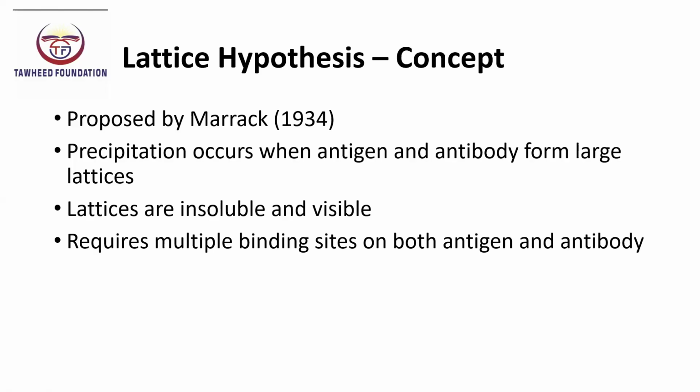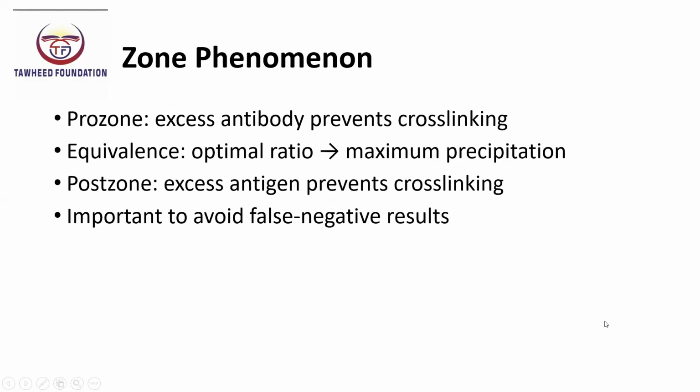The formation of such lattices requires that both the antigen and antibody molecules possess multiple binding sites. A single antigen molecule must bind to more than one antibody molecule and vice versa. If either is present in excess, large lattice structures cannot form and no visible precipitation will be observed. Thus, the lattice hypothesis provides a scientific explanation for why optimal antigen antibody ratios are crucial for visible reactions.